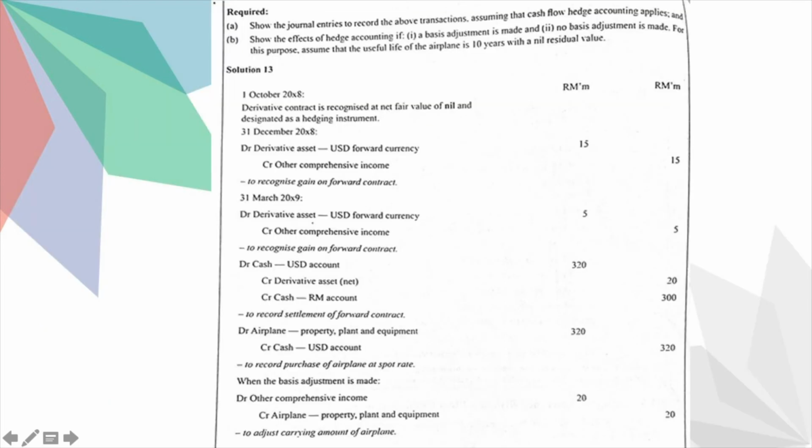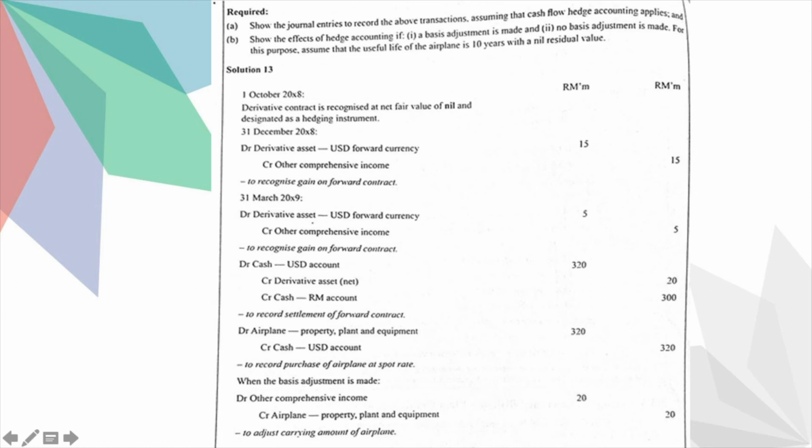Okay, next. This is an example from the book. Show the journal entry to record the above transaction, assuming cash flow hedge accounting applies, and show the effect of hedge accounting if, first, a basis adjustment is made, and second, no basis adjustment is made. For this purpose, assume that the useful life of the airplane is 10 years with a nil residual value. Okay, we can look here. On 1st October 2008, the derivative contract is recognized at a net value of nil and designated as a hedging instrument.